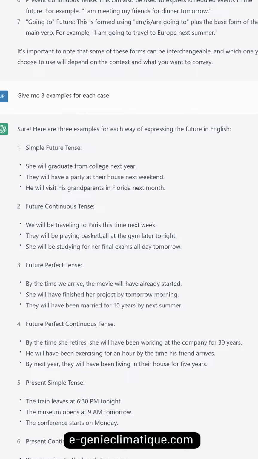Future continuous tense. We will be traveling to Paris this time next week. They will be playing basketball at the gym later tonight. She will be studying for her final exams all day tomorrow.